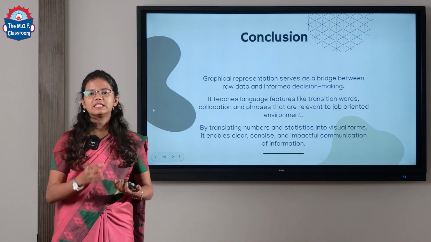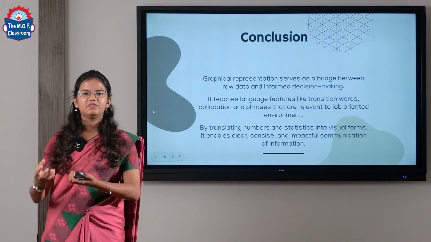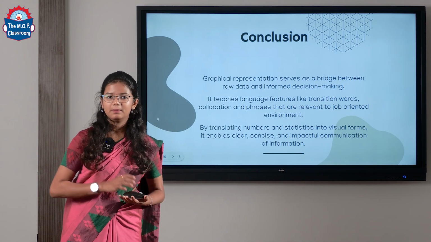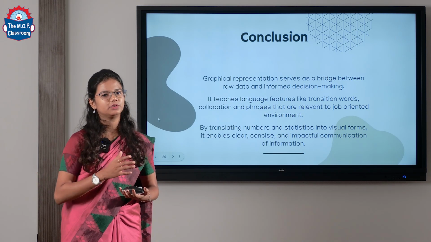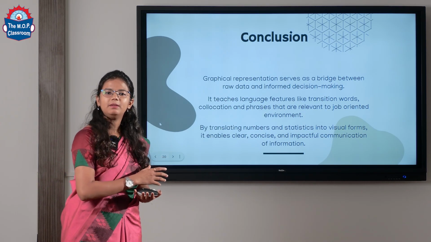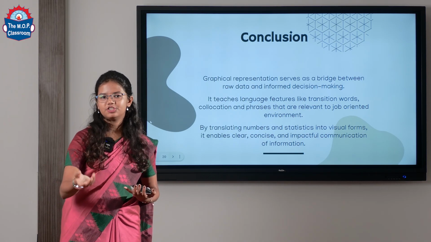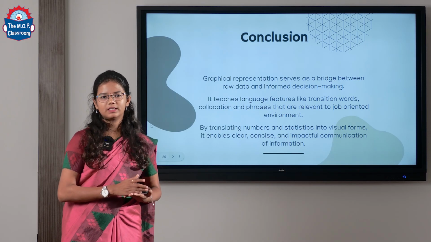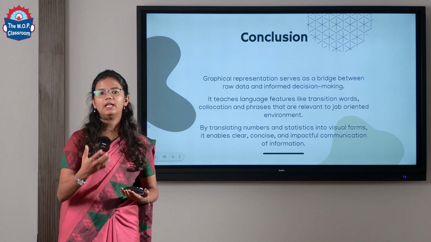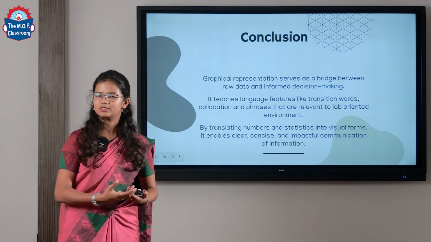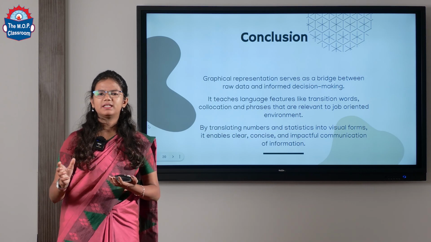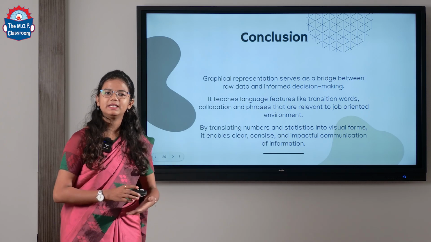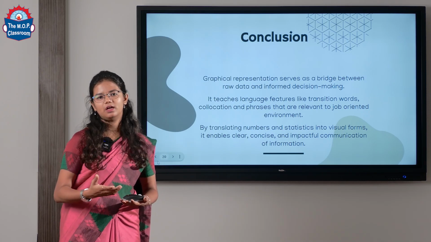Graphical representation serves as a connecting bridge between data which is given to you, and it will help you to provide or take a better decision based on the analysis that you will be able to do on your own. And it will help you in various fields such as education, trade, even in our day-to-day lives as well. So, especially in a work environment, it will help you to create an impact with your presentations and seminars. And by just simply translating numbers and statistics into a visual data and explaining it better will make your communication clearer as well.